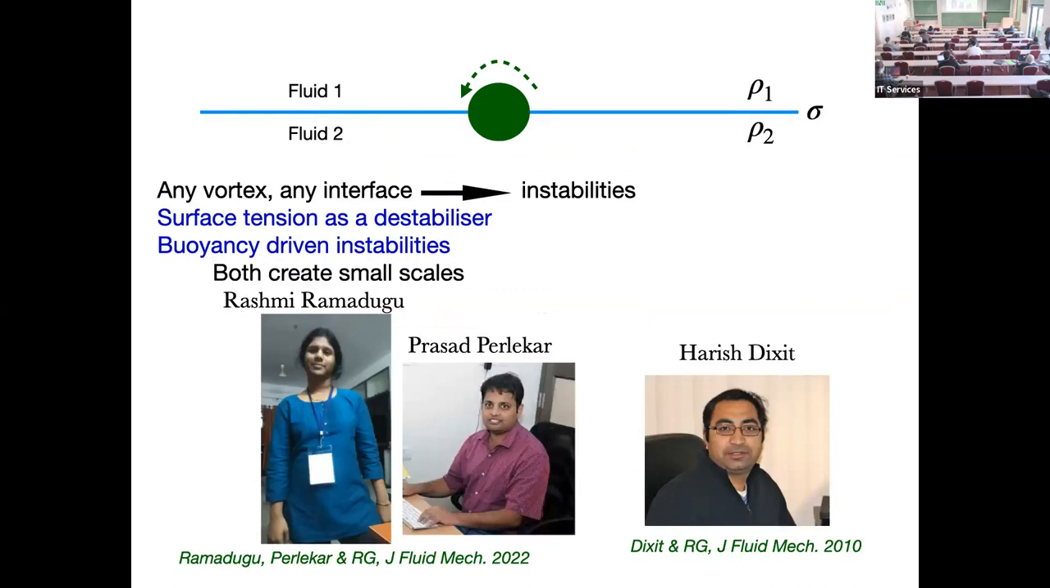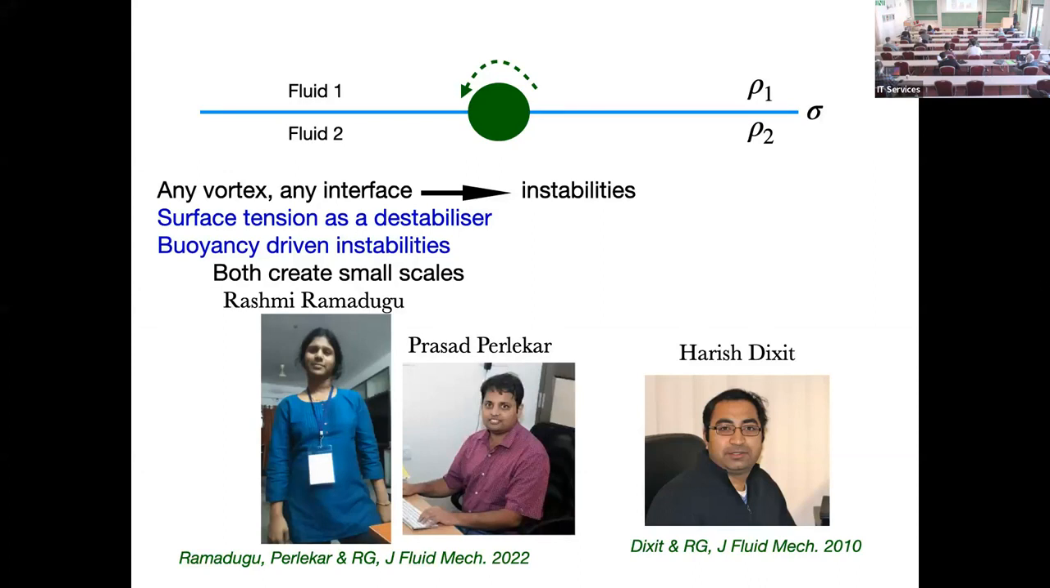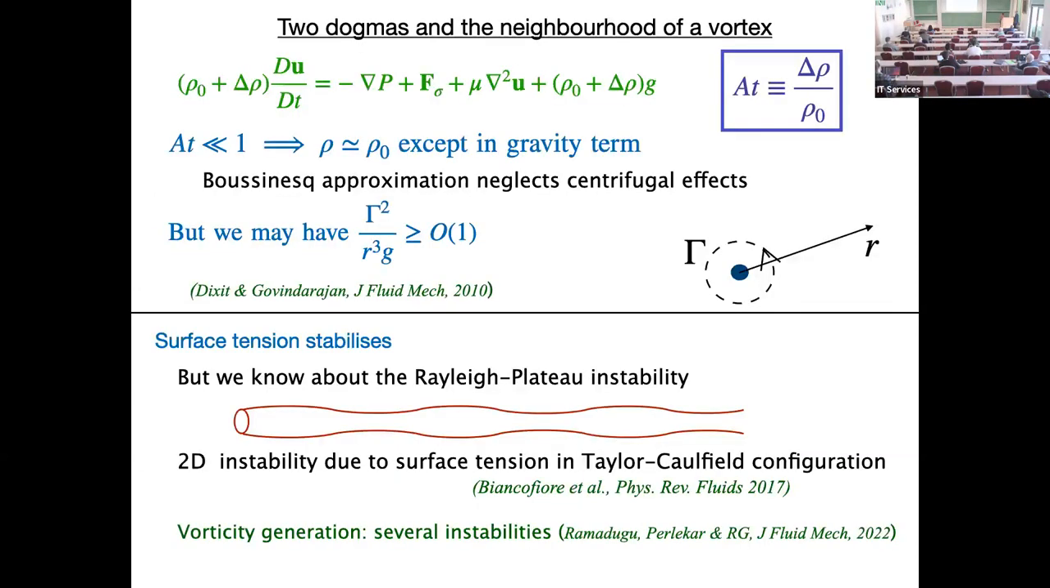So the moral of this thing is the following. You have any vortex and any interface between two fluids. And if that's the case, you always have a variety of instabilities, and we're going to talk about that. Incidentally, we are all normally used to thinking of surface tension as a stabilizer, right? But here we're going to see it as a destabilizer. And then we're going to also talk about buoyancy-driven instabilities because there's a density difference on either side. And both these kinds of instabilities create small scales in the turbulence. And that's what we're going to talk about.